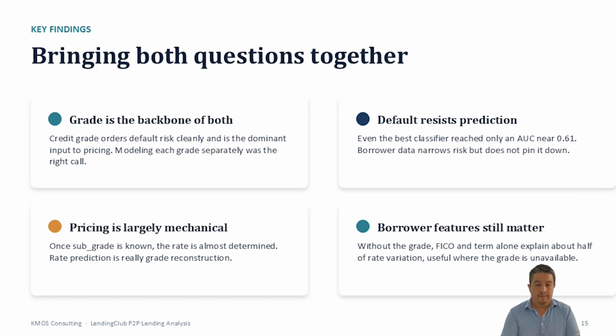Finally, borrower features still matter even when subgrade is removed. Without subgrade, the models still explain about half of the interest rate variation, with FICO score and loan terms standing out as the strongest independent predictors. So while subgrade is a dominant pricing feature, the underlying borrower characteristics still carry meaningful signal.